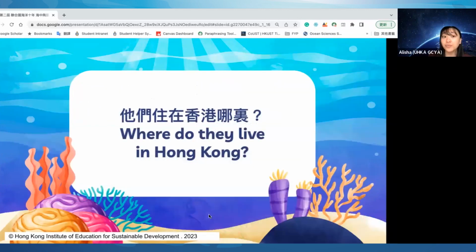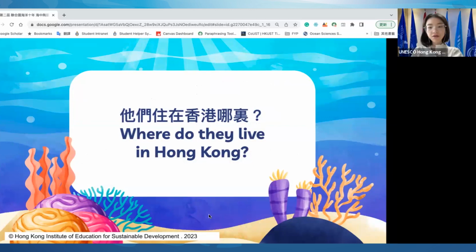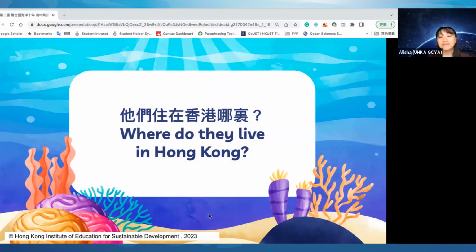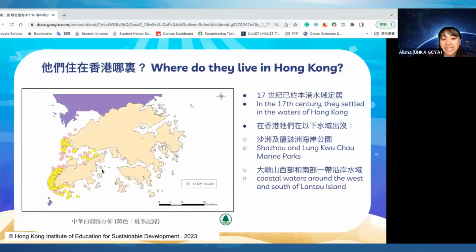So we have mentioned we can see the Chinese white dolphin in Hong Kong, but where do they actually live? Is there anyone who knows? Maybe around islands. Yes, maybe around the islands. So you can see there are a lot of spots showing on the map. Actually, these are the places that have records of the Chinese white dolphins appearing near these islands.